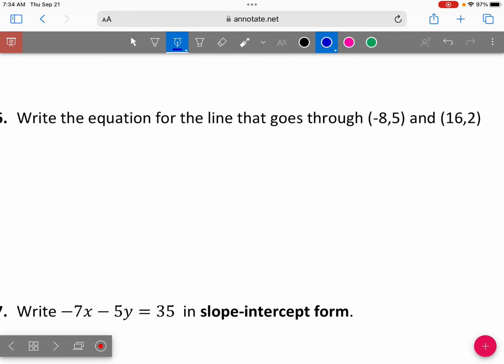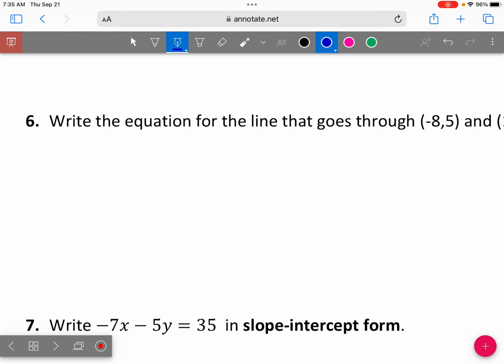So let's look at number 6. This is very much like the bell work. Find the slope, find the equation for the line that goes through -8, 5 and 16, 2. This is where we're going to find our slope. Finding the change in our y's over the change in our x's. That's all the triangle means is change.